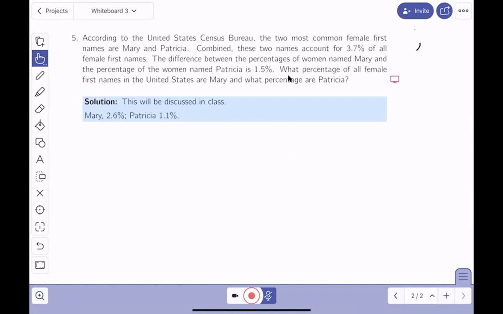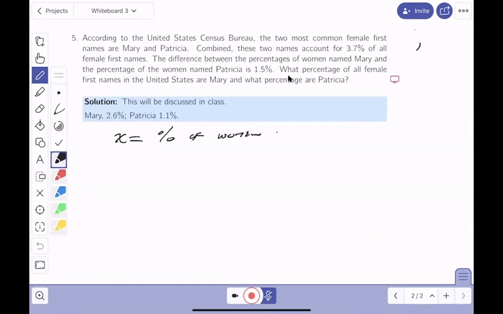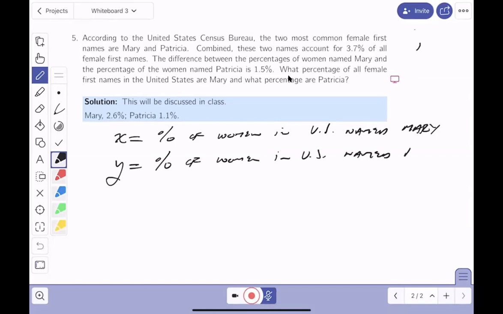So I can put this over here. I don't know the answer, so I'm going to say X equals, let's go back to black, X equals the percent of women in the US, right? The percent of women in the United States whose name is Mary. And I'm going to say Y is the percent of women in the US named Patricia.